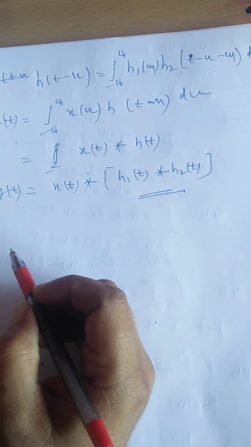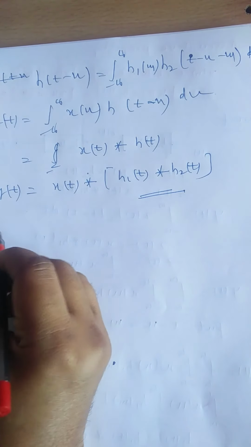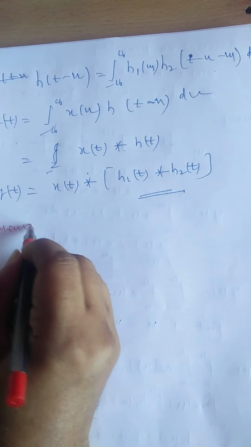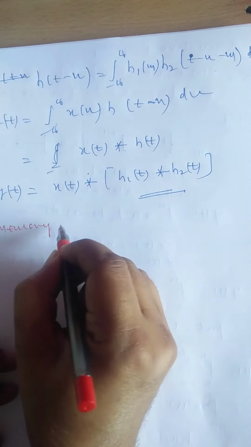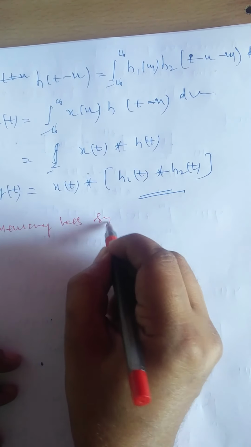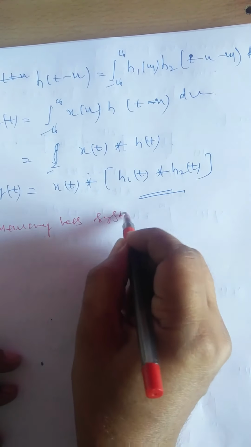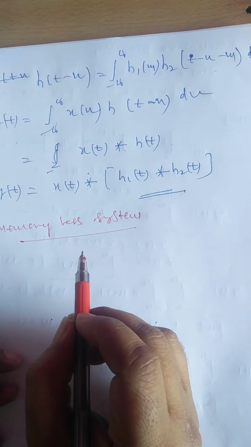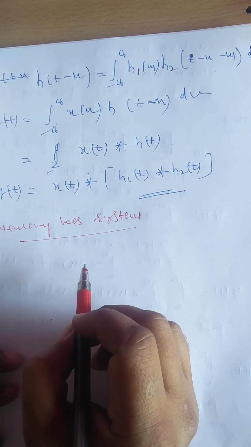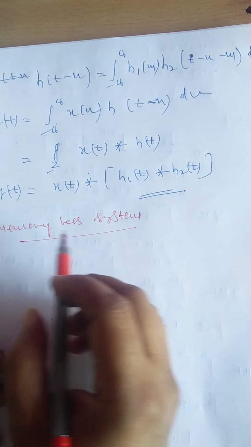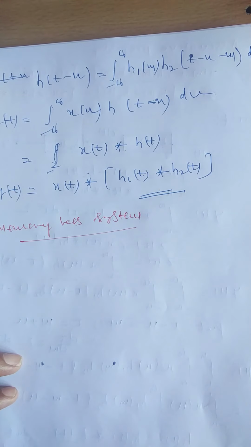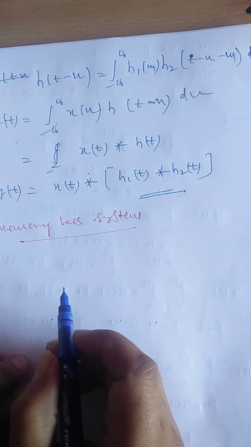The three properties of LTI system. One is memoryless system. Any system is said to be memoryless if its output depends only on the present values of the input. If it depends upon the previous values of the input, then the system is said to be a memory system.